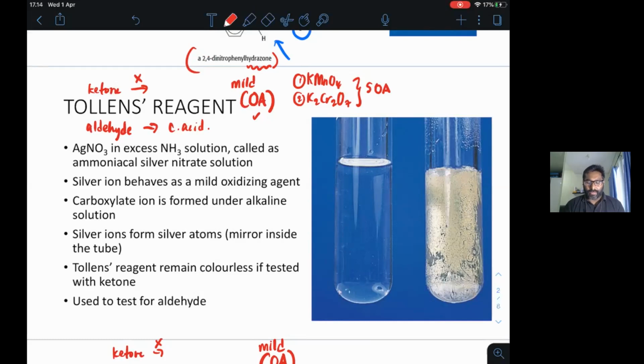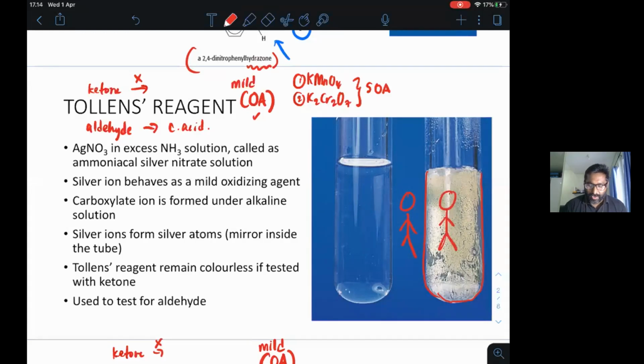The positive result, you can see from the diagram over here, Tollens' reagent will give you something to do with the test tube becoming some kind of mirror. If you stand in front of this test tube, it means a mirror image will be formed.